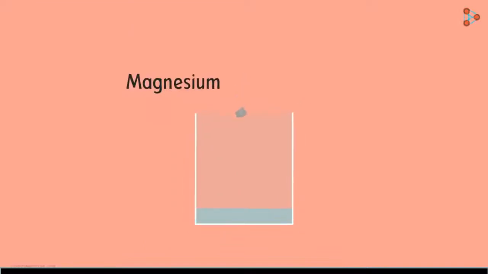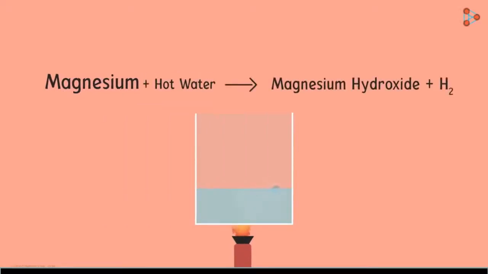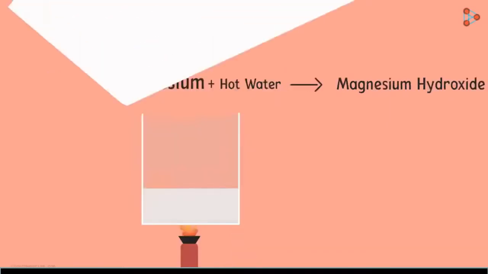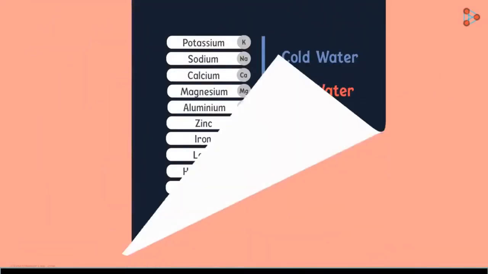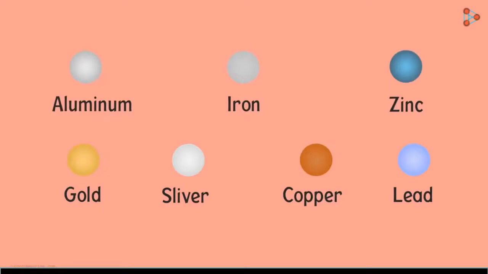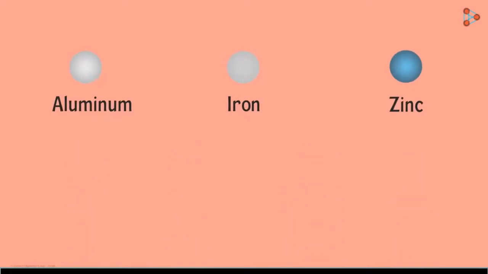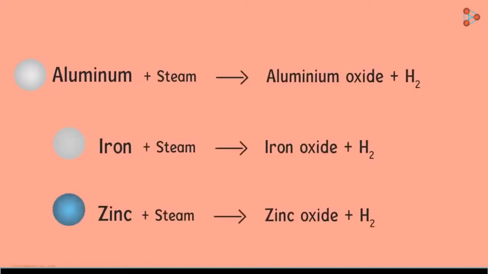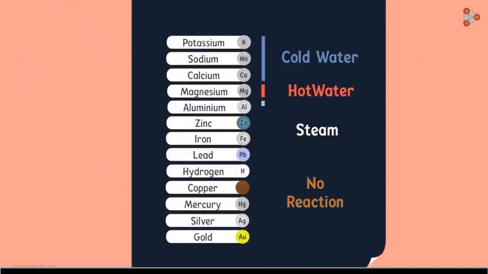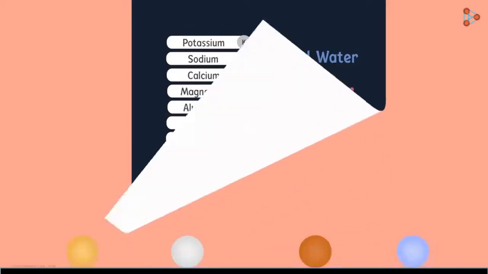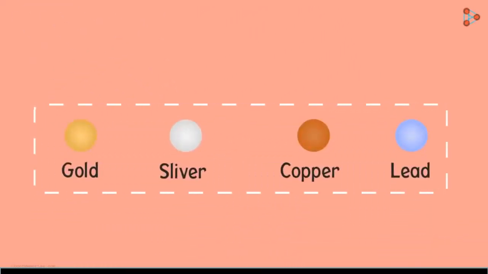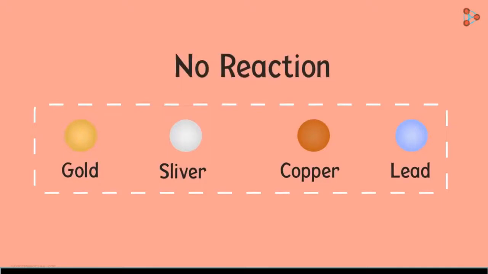And magnesium? Does it react with cold water? No, it doesn't. But magnesium reacts with hot water to form magnesium hydroxide and hydrogen gas. And just like calcium, it starts floating due to the bubbles of hydrogen gas sticking to its surface. The remaining metals we see here don't react with hot or cold water. But aluminium, iron and zinc react with steam to form metal oxide and hydrogen. And the other metals like lead, copper, silver and gold don't react with water at all.